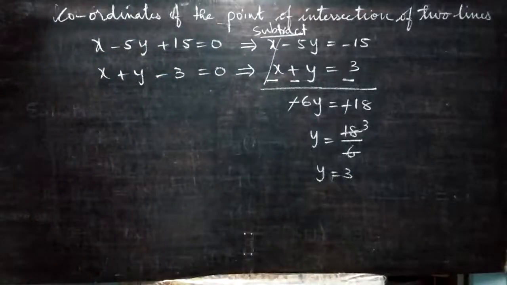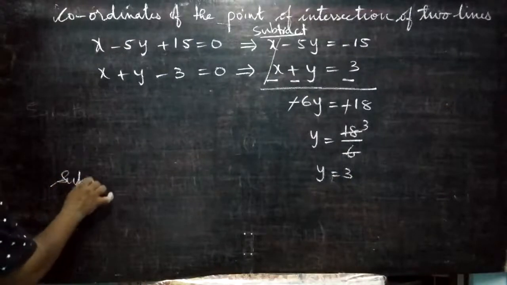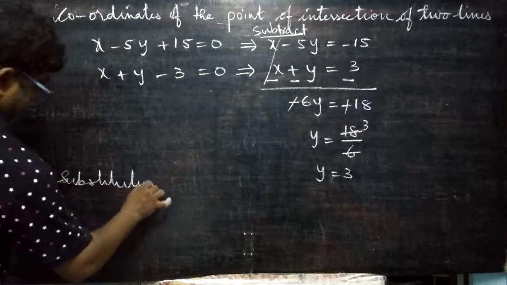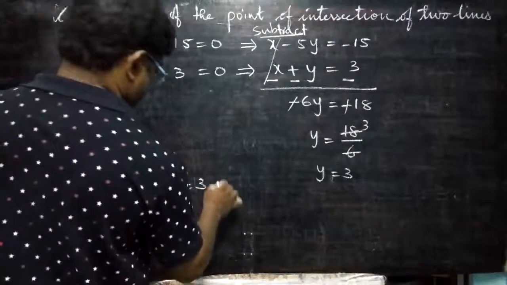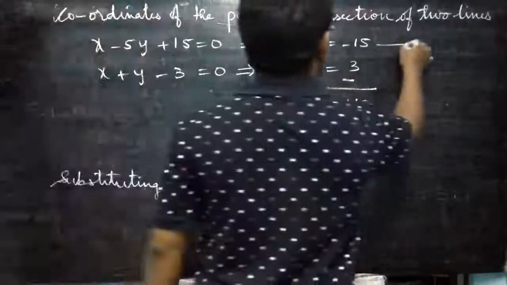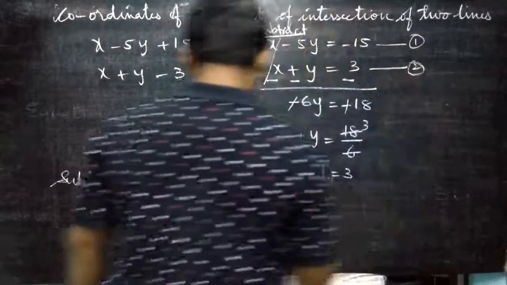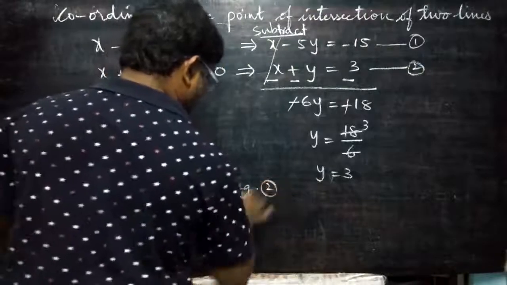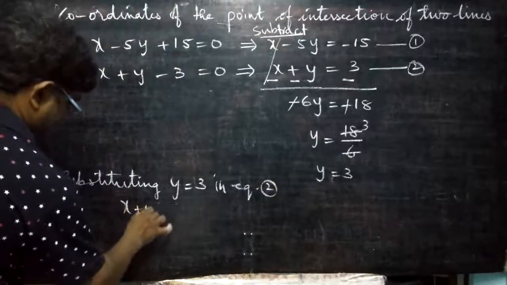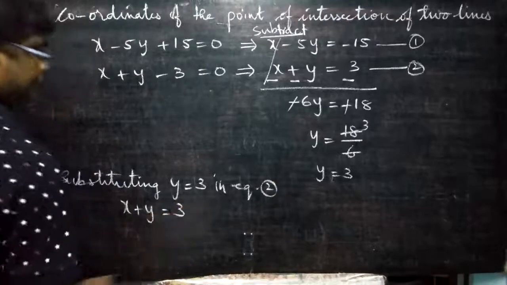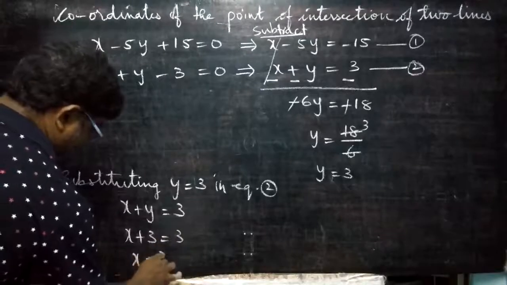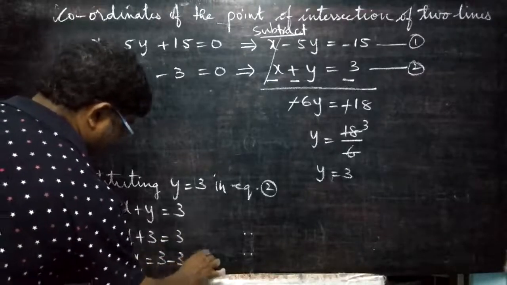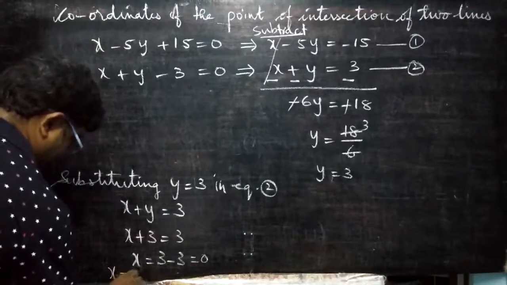Now we got y is equal to 3. Substituting y is equal to 3 in the equation, think of this as number 1 and this as number 2. In equation 2, x plus y is equal to 3, so x plus 3 is equal to 3, x is equal to 3 minus 3, how much? 0. So x we got as 0.